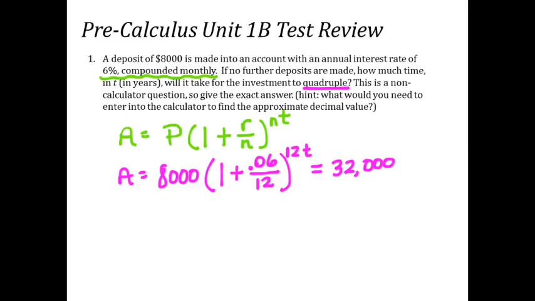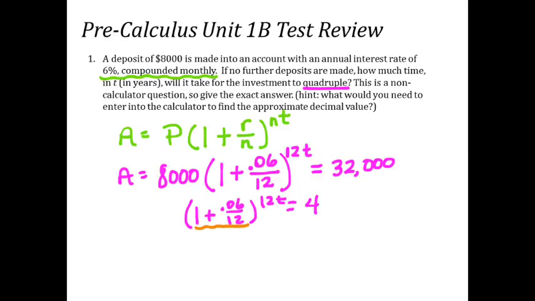If I divide both sides by 8,000, I'm going to get 1 plus 0.06 over 12 to the 12t is equal to 4. 32,000 divided by 8 would be 4. Now I have an exponential equation, and I need to undo the exponential. And so I'm going to use a log, and even though it's kind of strange, this is going to be the base of our log, because that's the base of my exponential.